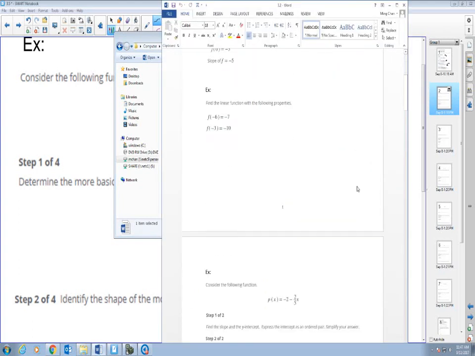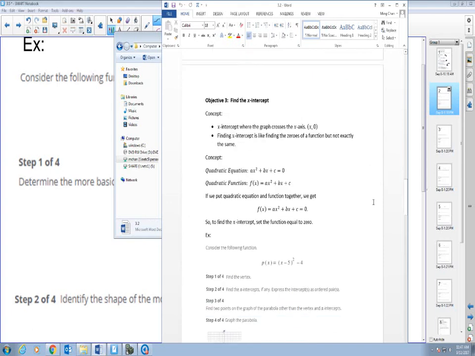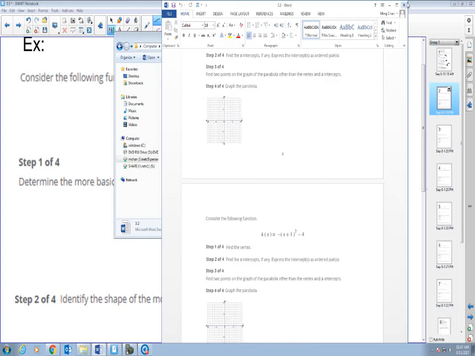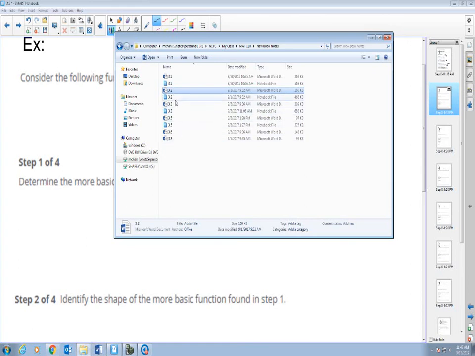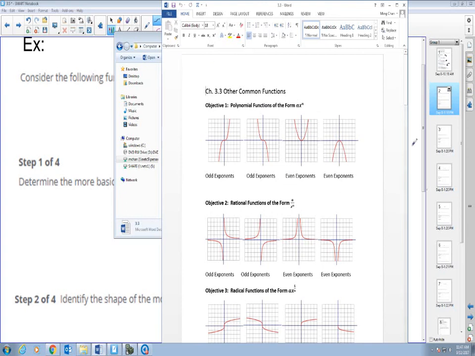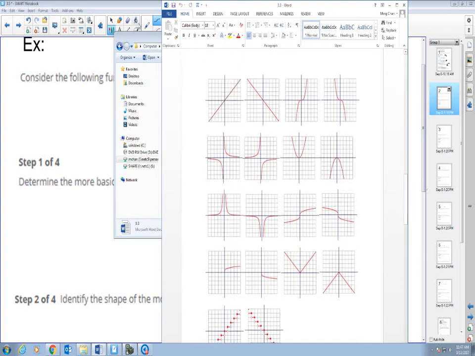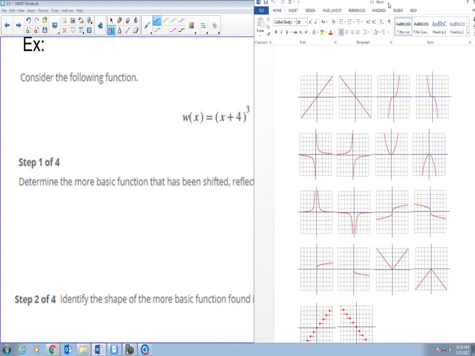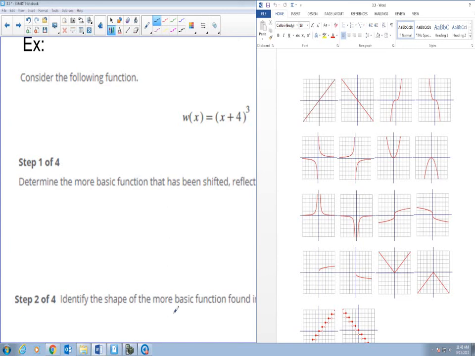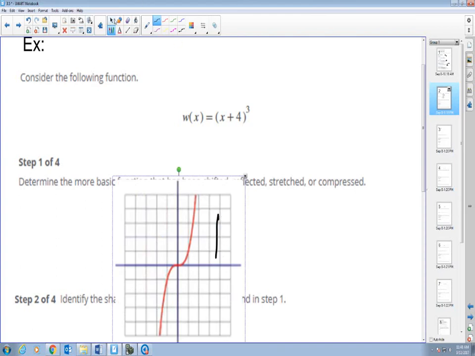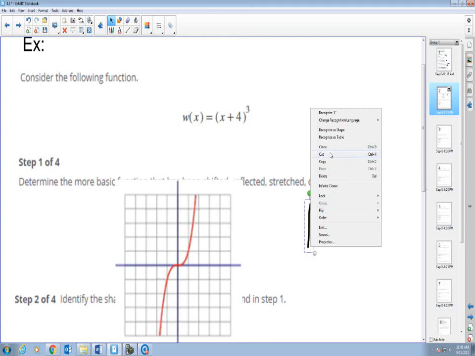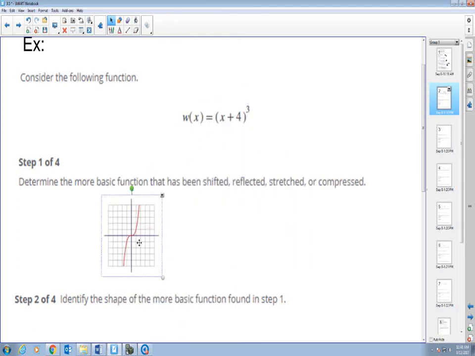It was one page with a bunch of graphs. Maybe not that one. Let's put that there. There we go. If we look at these common graphs, the more basic function will be a cubic function. So the leading coefficient is not negative, so the cubic function normally will be this one. Let me make this a little smaller. There you go.